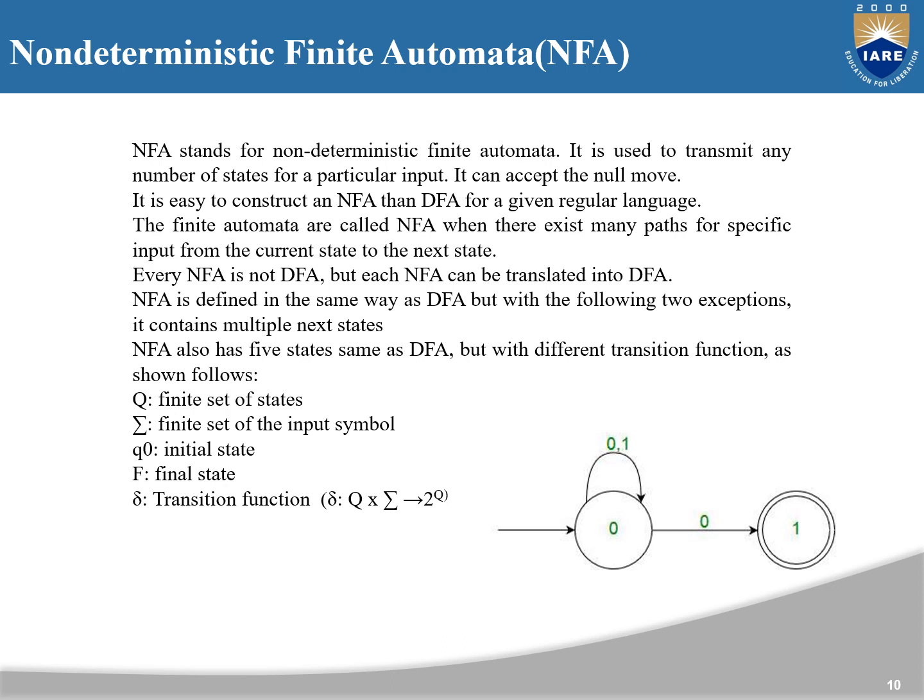NFA is defined in the same way as DFA, but with the following two exceptions: it contains multiple next states. NFA also has 5 tuples same as DFA but with a different transition function, as shown. Q, finite set of states. Σ, finite set of input symbols. q0, initial state. F, final states. Delta, transition function, δ: Q × Σ → 2^Q. This is an example of an NFA.